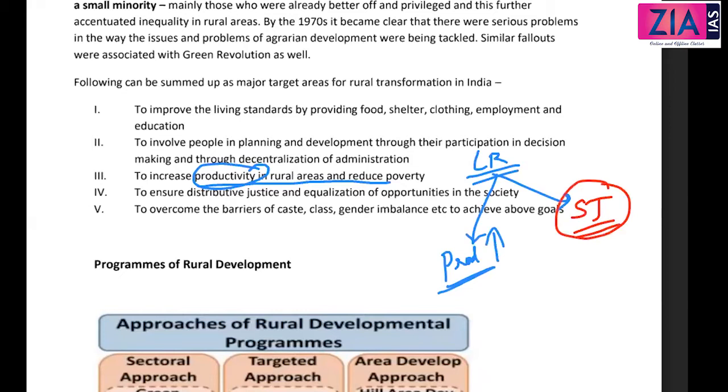This is something like you are providing land to the landless. So that is one dimension, the social justice part. The other dimension is to improve productivity. Why? If you don't have land, you don't have the incentive to cultivate, you don't have the incentive to invest.